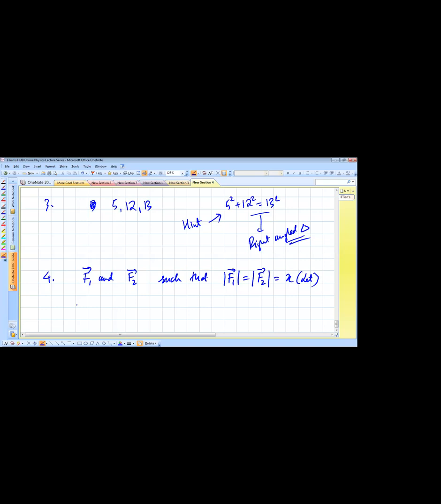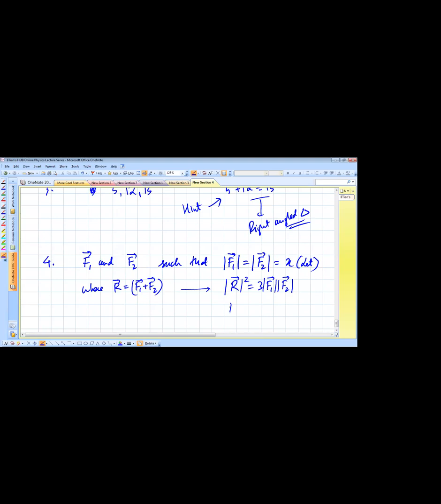Okay. So the resultant's magnitude squared is how much? 3 times the product of their magnitudes. This is the information that is given. Where R is nothing but the sum of F1 and F2. So we can simplify this and say that R square is equal to 3 times x square, or R is equal to root 3 times x.